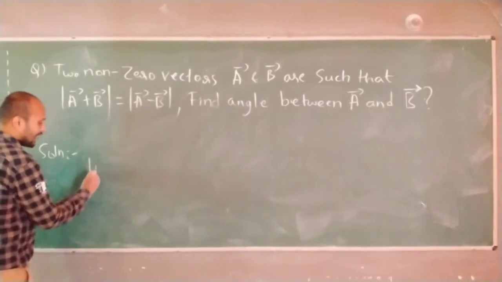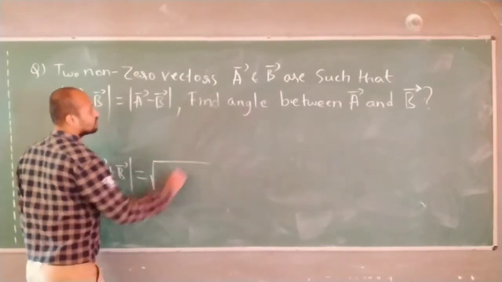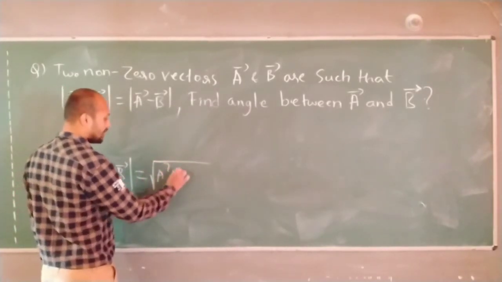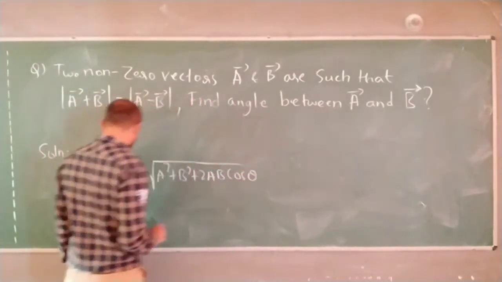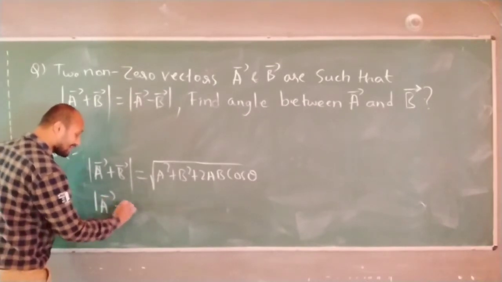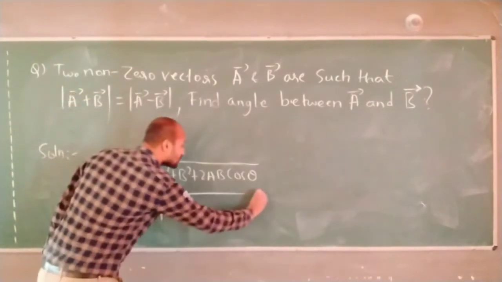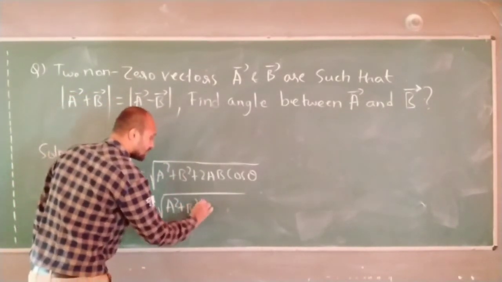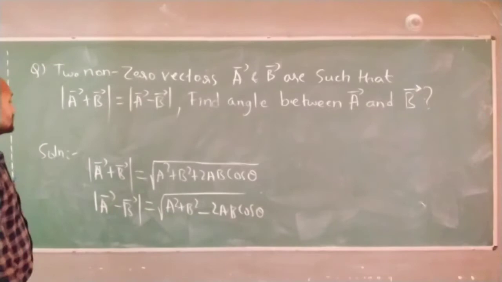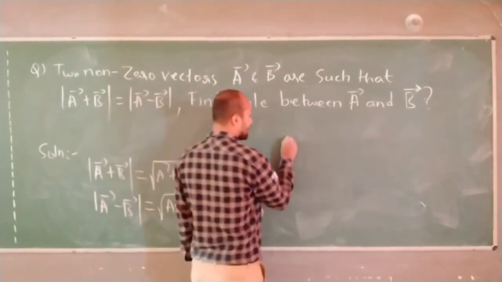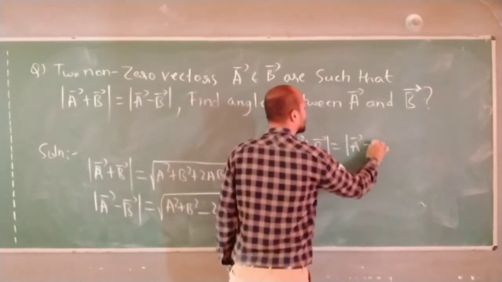You know that magnitude of A plus B, which I have solved, will be root of A square plus B square plus 2AB cos theta. If you want to find the magnitude of A minus B for the same theta, I have derived root of A square plus B square minus 2AB cos theta. Now in the given condition, these two are equal.